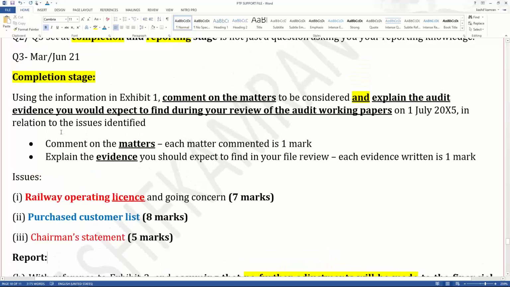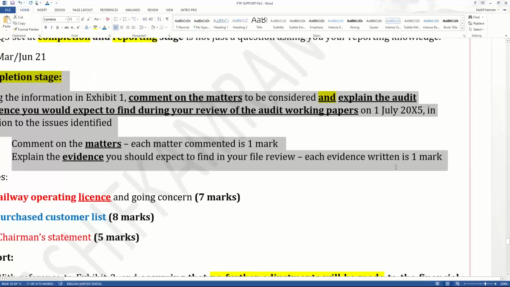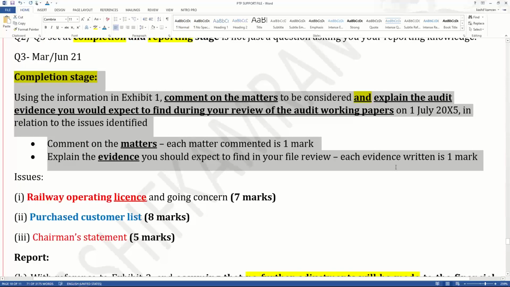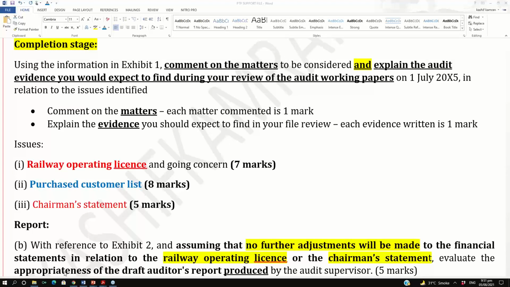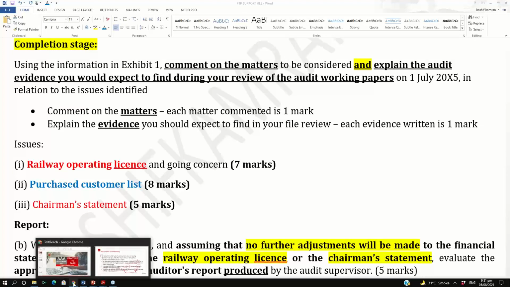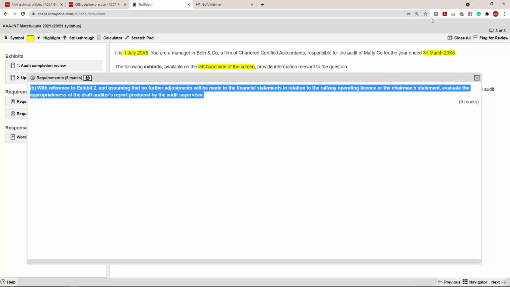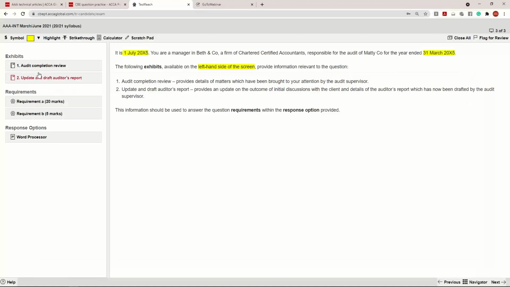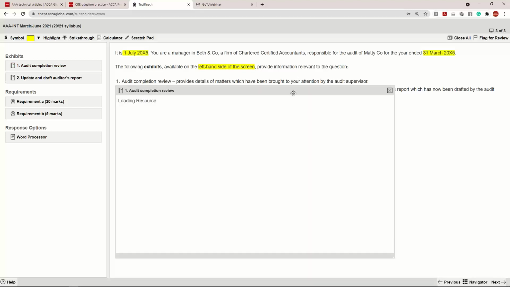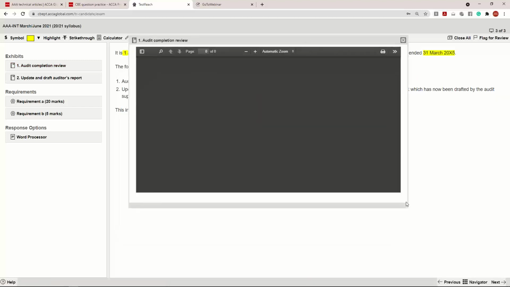So is the question clear? One stage of the question is completion, which we will be solving right after the break. And one stage of this is the report, which again we will be solving right after the break. What I want from you during the break is to look at this practice platform. On the practice platform, we have this question number 3. If you can just start to read the exhibit 1, which is the audit completion review. This one.